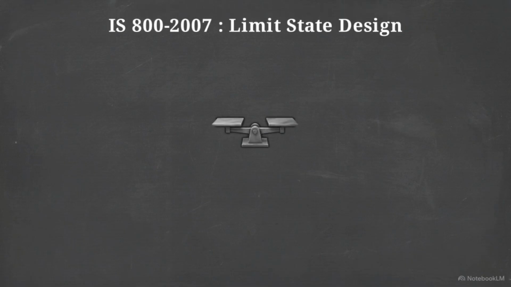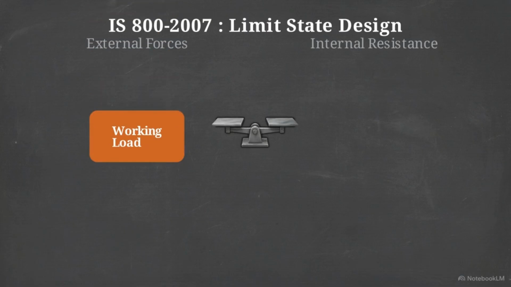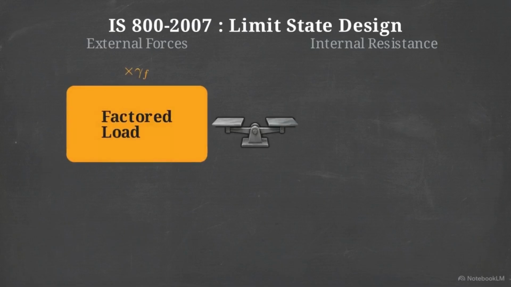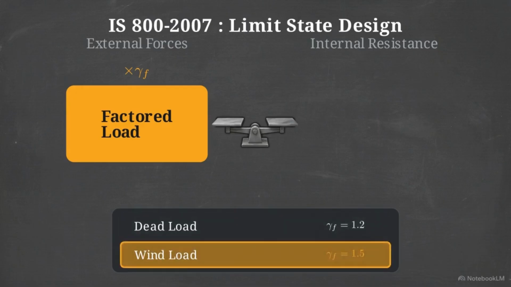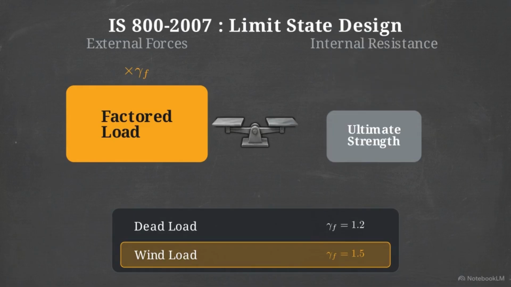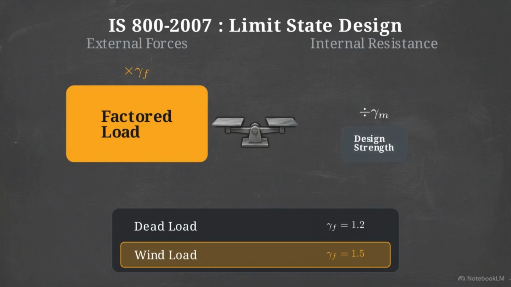To manage this, IS 800-2007 separates external forces from internal resistance with 2 core equations. On the load side, we use partial safety factors, or gamma F, which act as amplifying multipliers on predicted working loads. The factor increases as the load becomes less predictable. A stable dead load gets a lower factor, while highly variable wind or earthquake loads receive higher ones. On the strength side, we apply gamma M. These are reduction dividers applied to the characteristic yield strength of the steel.